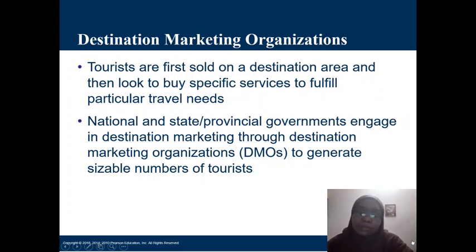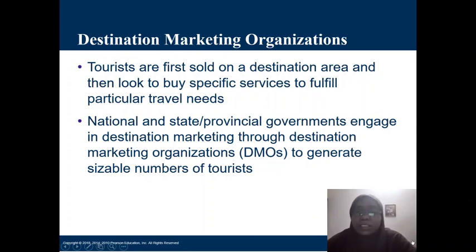Moving on to destination marketing organization, tourists are the first sold on a destination area, and they look to buy specific services to fulfill their particular needs. They are the first sold on any particular area, and of course you'll be looking forward to your destination. You want to see, okay, can I get this there? I think I heard that I can get this particular item when I get to some place. So you are really looking forward to getting there and purchasing what you need to fulfill your need.